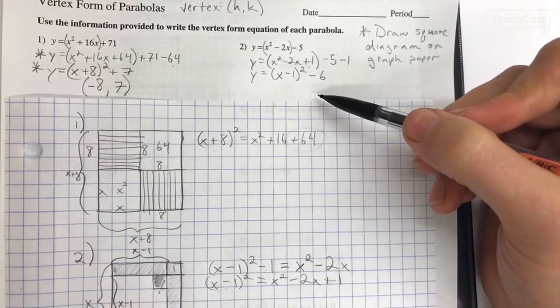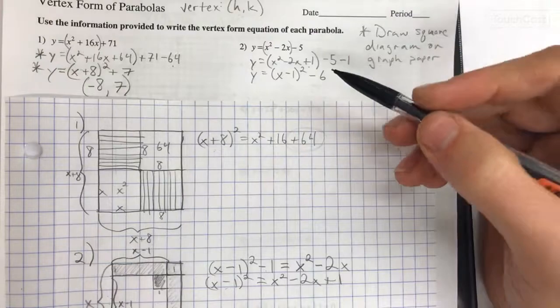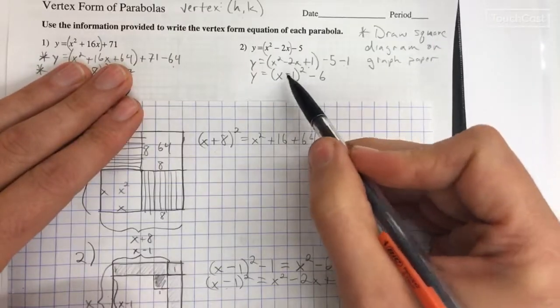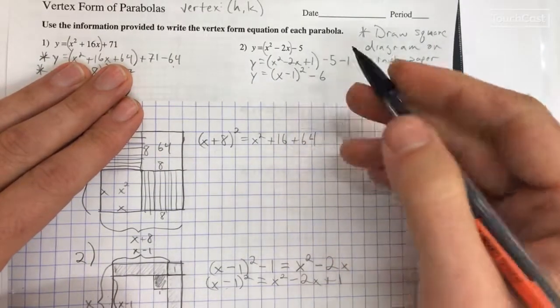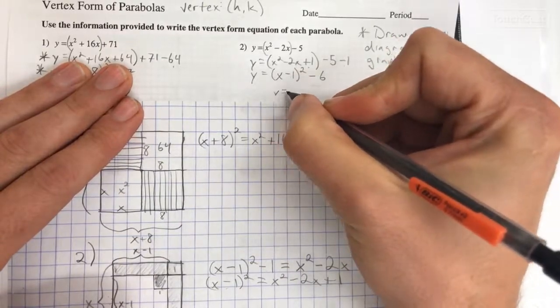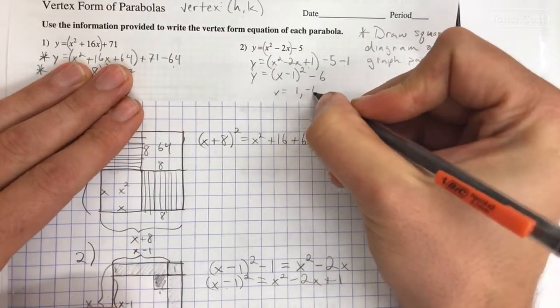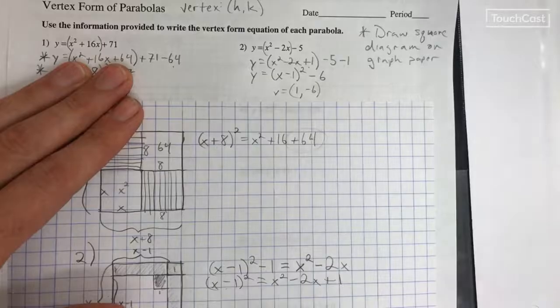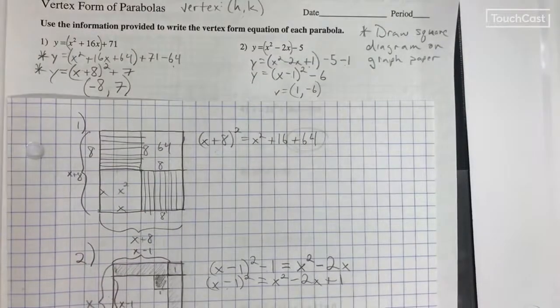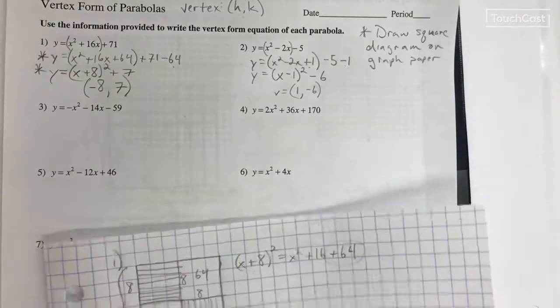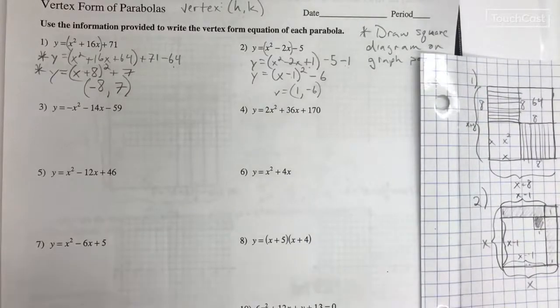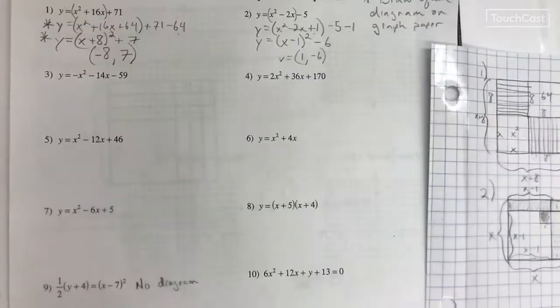Everything's shifted down 6 and to the right 1. So our vertex is 1, comma, negative 6. Right? Okay. Yeah. So there's some interesting stuff in here.